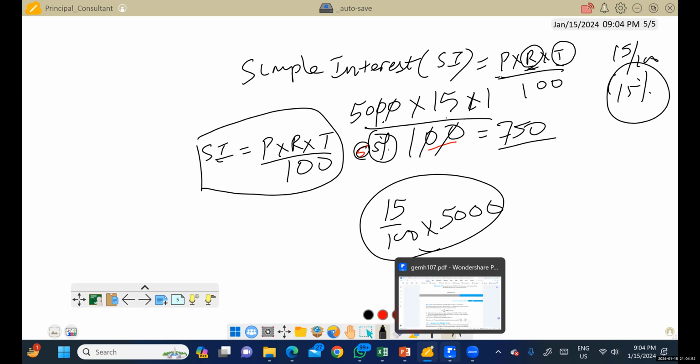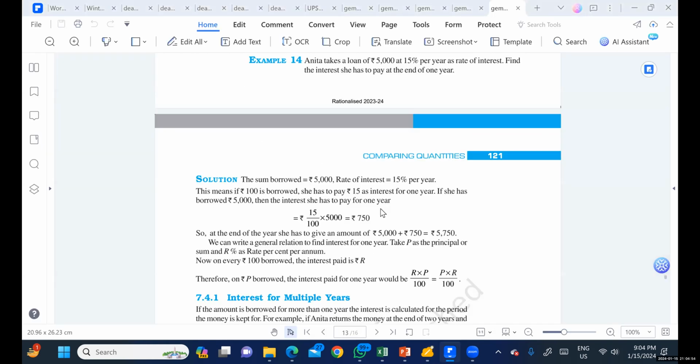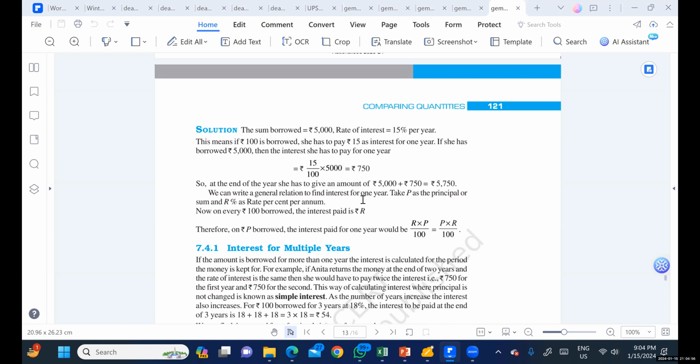So let's see this. Whenever we are doing math, please remember, you have to follow the steps with clarity. You cannot just give the number. You have to write the correct statements. So this is for simple interest for 1 year. We will do multiple years also.